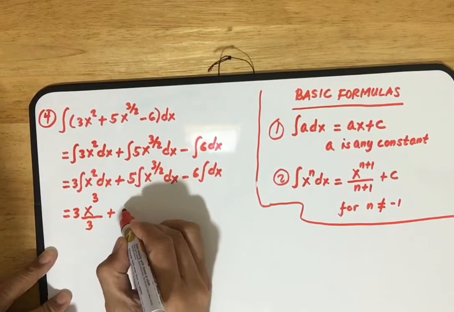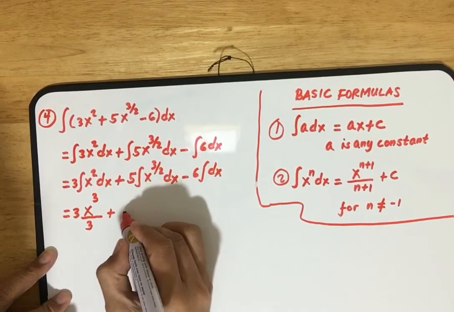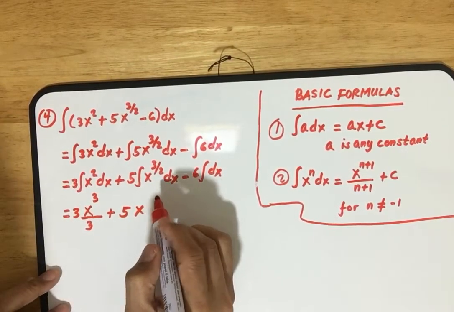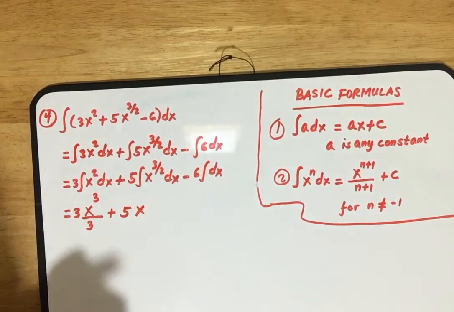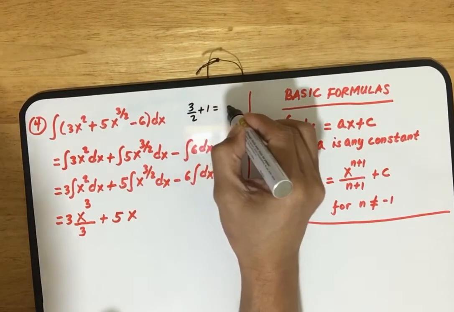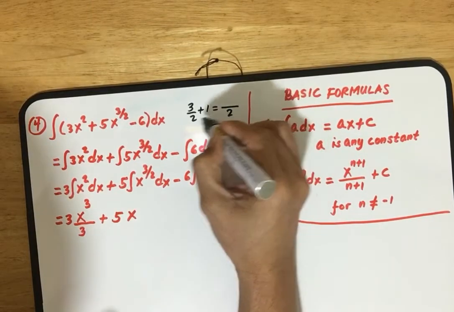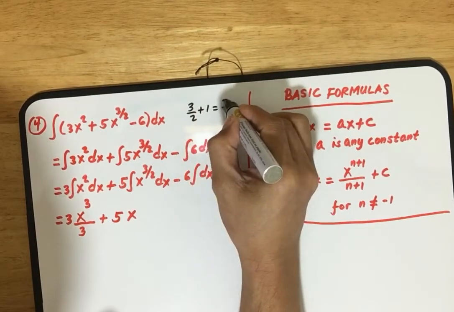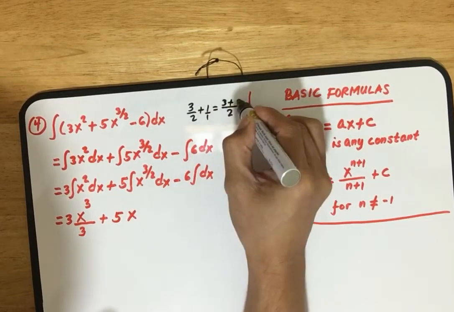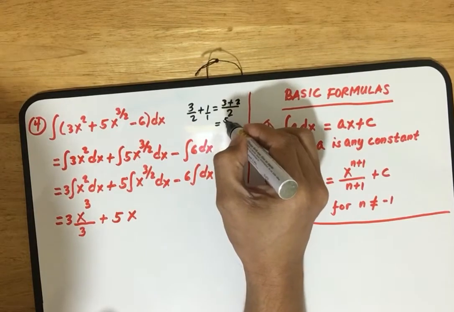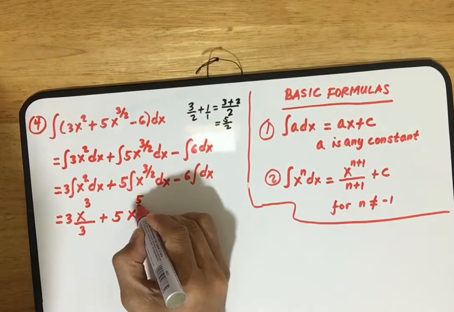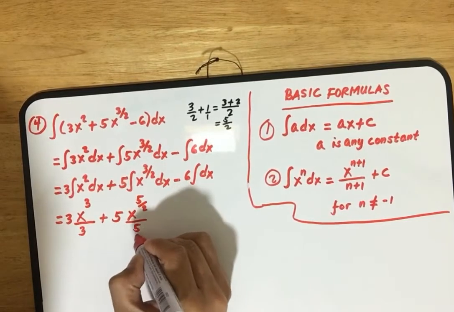Okay, so to make our solution shorter, we just combine them immediately. So we have 5, then x to the power, what is 3 halves plus 1? So 3 halves plus 1, so find the LCD here, which is 2. So 2 divided by 2 is 1, times 3 is 3, plus, because this is plus, 1 is understood over 1. So 2 divided by 1 is 2, times 1, 2. So therefore we have 5 halves. So the power here is 5 halves, then divided by 5 halves.